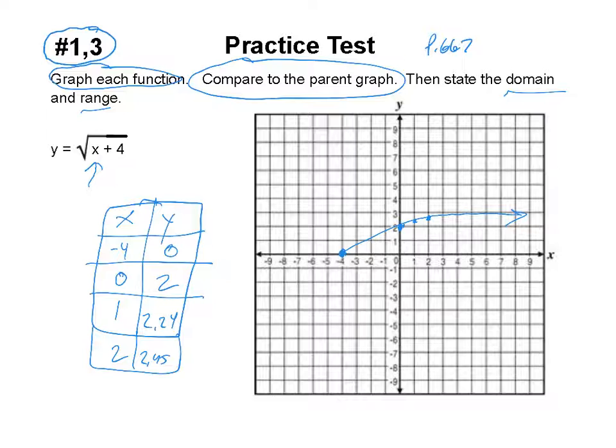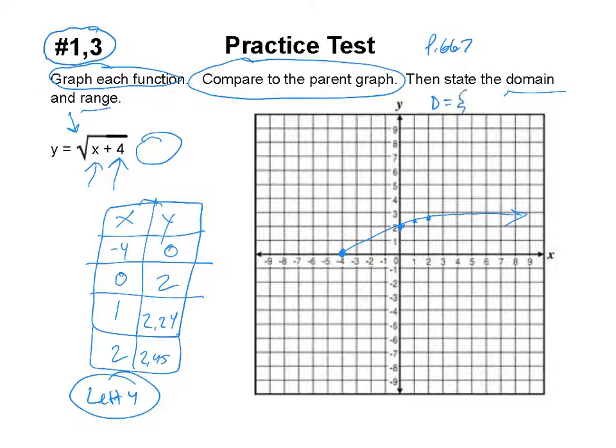So remember, if there's something out in front, if it's a whole number, it's either going to be vertically stretched or compressed, right? If there's something out at the end, it would go up or down. And remember, if there's something underneath the square root box, it's either going to go to the left or right. So notice this one's going to go to the left 4, right? So that's our second part of the answer. And then state the domain and range. Okay, so we can do that too. I'll do that right up here.